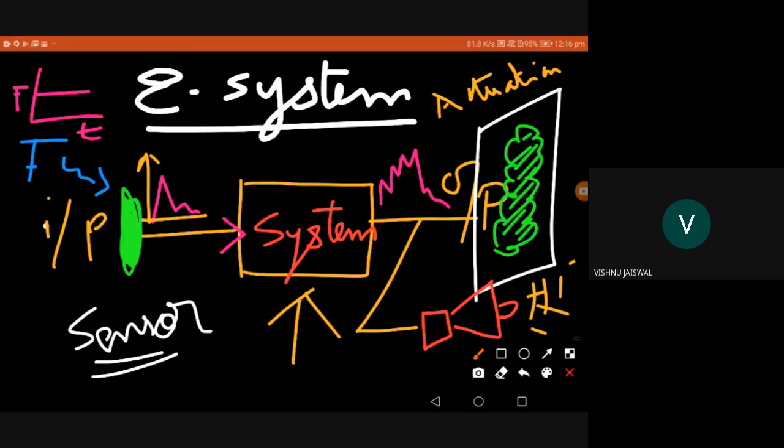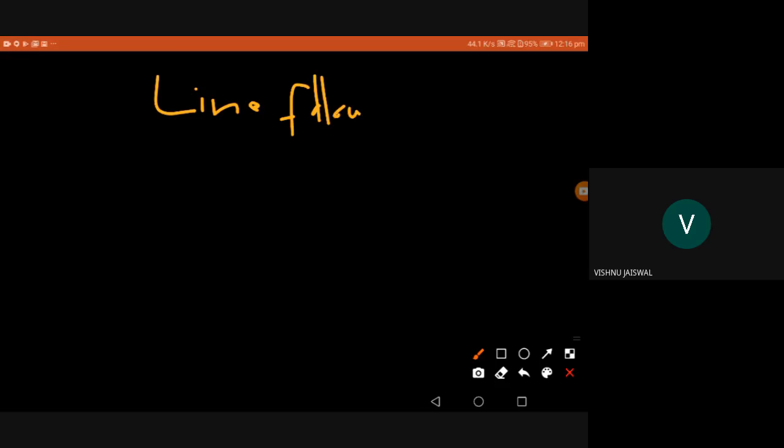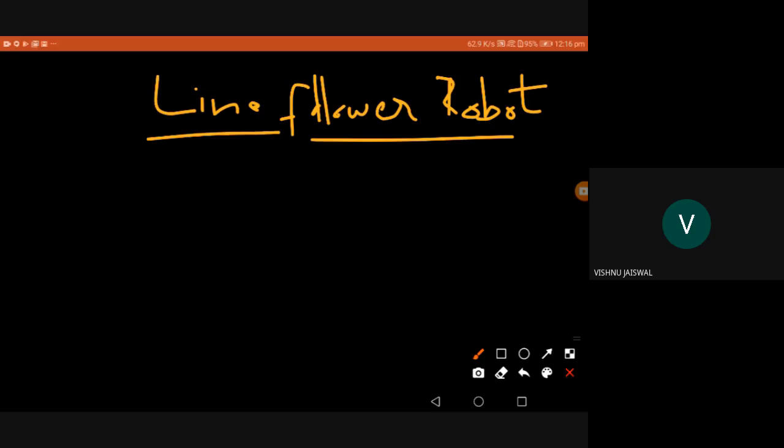Right now I just want to give a small case study. For example, I'm taking the example of a line follower. I don't know whether you have heard about the line follower robot. Some students might have done some projects or hobbies. Some are interested in hobbies. Industrial hobbyists may be working on this kind of simple robot.